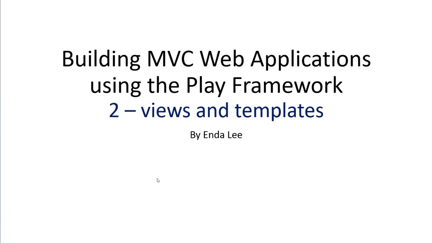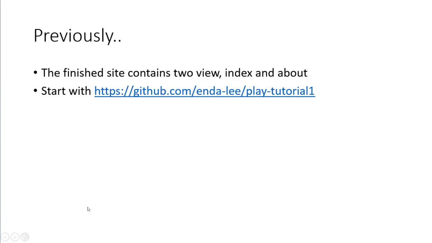This is my second tutorial looking at building MVC web applications using the Play framework for Java. In the previous tutorial I finished by adding two views to the site for index and about. We then loaded the corresponding pages in the browser. This tutorial starts from that point. If you need it, get the finished tutorial 1 site from this GitHub repository.